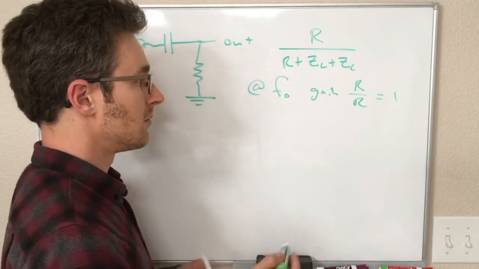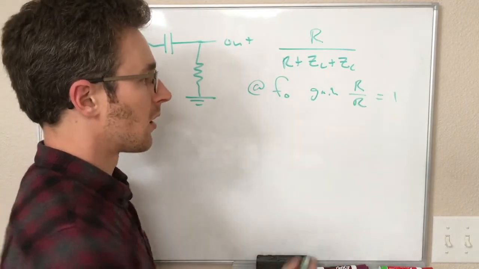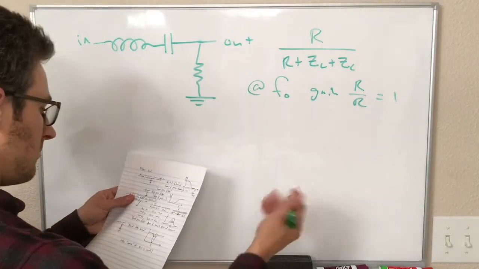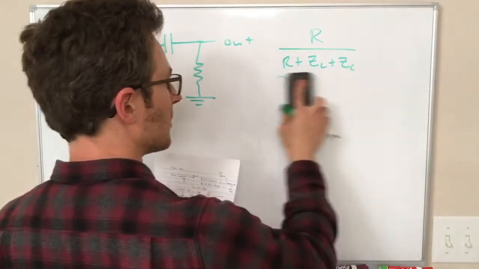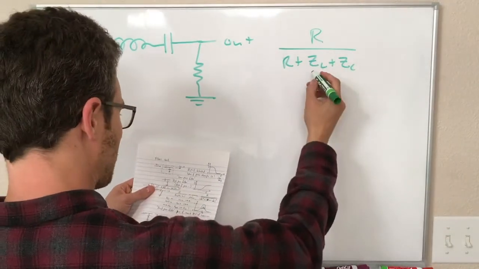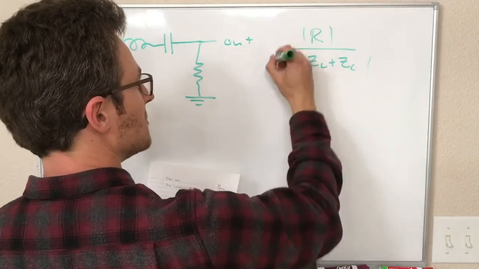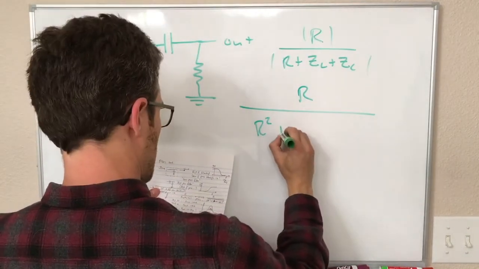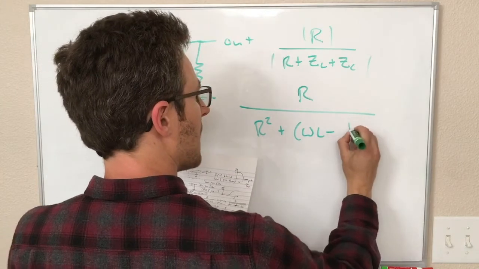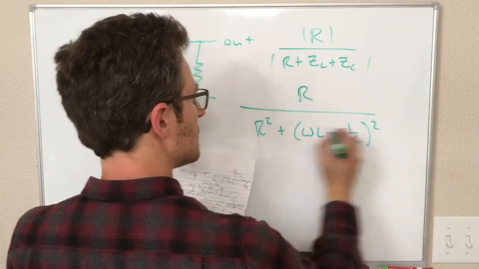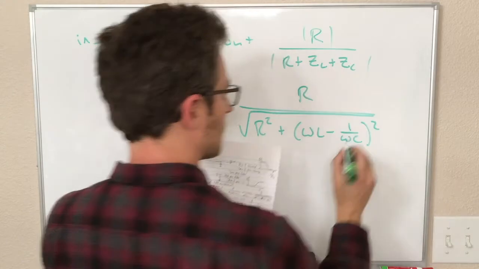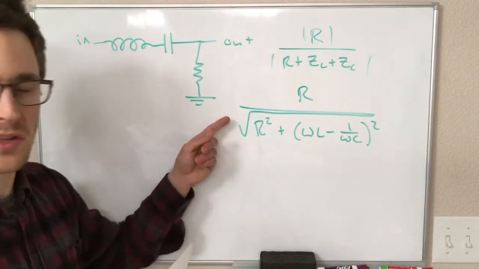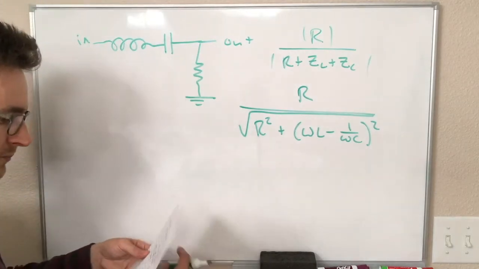So the result of that is that as we move away from this resonant frequency, our gain goes from 1 down to 0 in either direction. Well, I guess we can write down the full equation because it's not that bad. If I plug in for things here and I take the magnitudes, we get R over the square root of R squared plus (omega L minus 1 over omega C) squared. You can derive this for yourself, but this is what the response of this filter looks like. This is the gain of the filter.